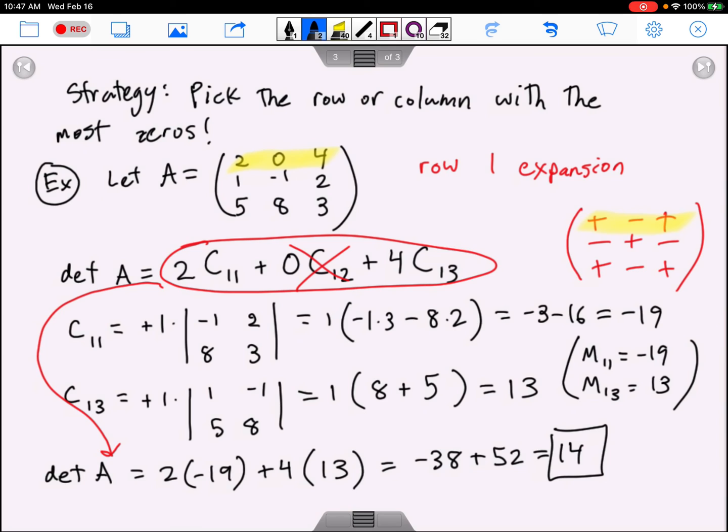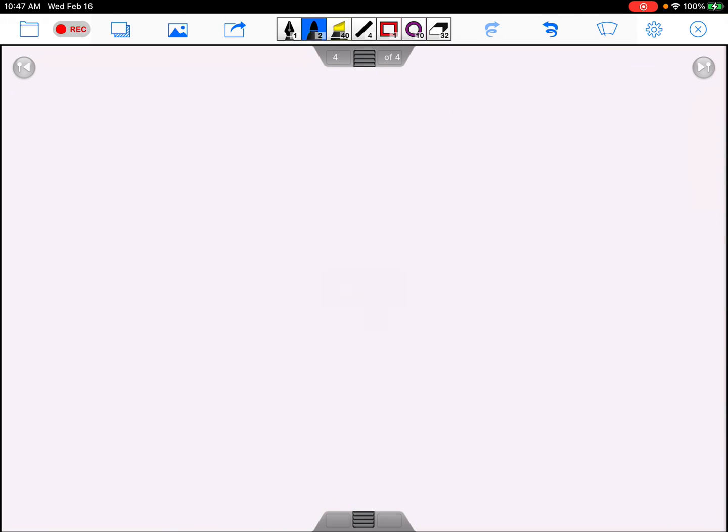Let's do a more difficult example. Let's do a 4x4 matrix. So, example.